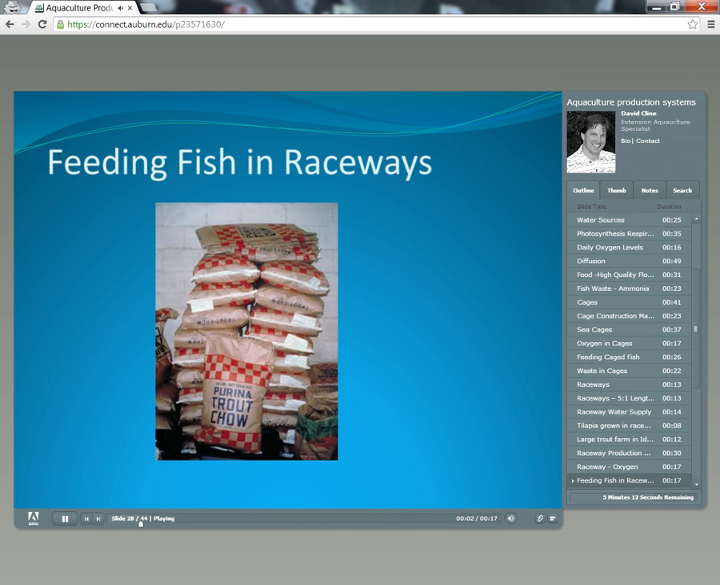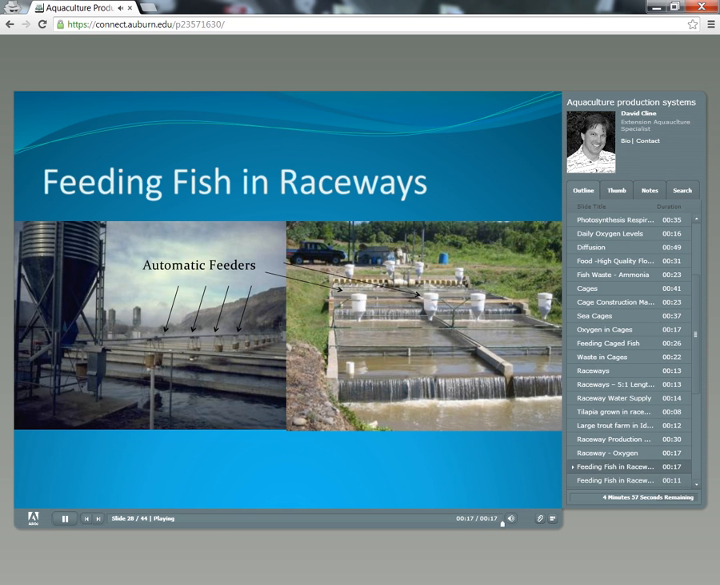Like the fish in cages, fish in raceways do not have access to any natural foods, so they are totally dependent on the prepared diet for all of their nutritional needs. Feeds for these systems must be high quality and are typically more expensive than feeds for pond-raised fish. The feed is often supplied automatically to the fish in the raceway several times per day by mechanical or demand feeders.